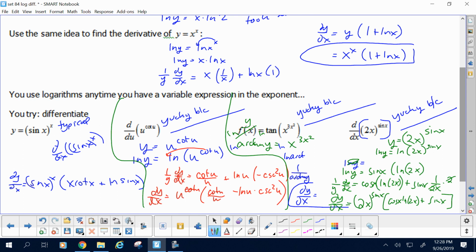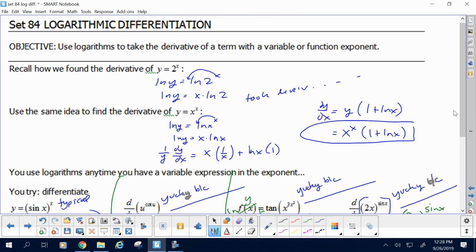Sine of x over x. Okay. That's one use of logarithmic differentiation, when you have a variable in the exponent and you want to take a derivative. Okay?